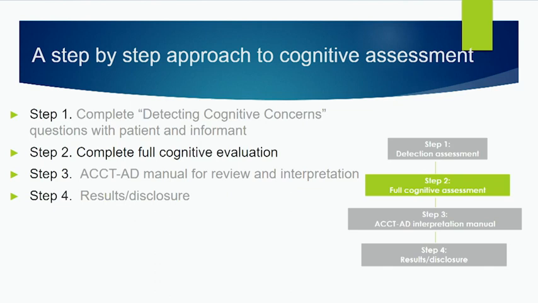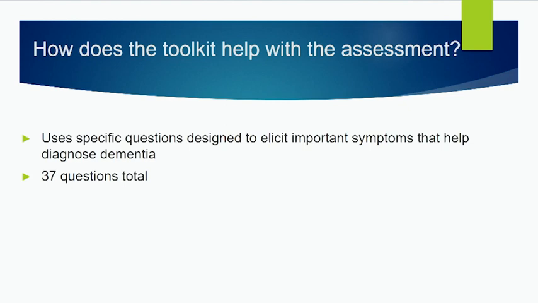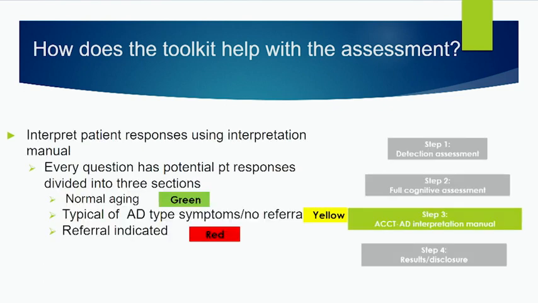And what does a complete full evaluation in the toolkit look like? Well, the toolkit has about 37 questions that lead you through various domains like memory, visual spatial, frontal executive, movement, those sort of things. And these are all designed to bring out red flags that would make you refer to a specialist, and also to reinforce, depending on the patient, answers that would be consistent with Alzheimer's disease. Okay? So just a look at what this looks like in the end.